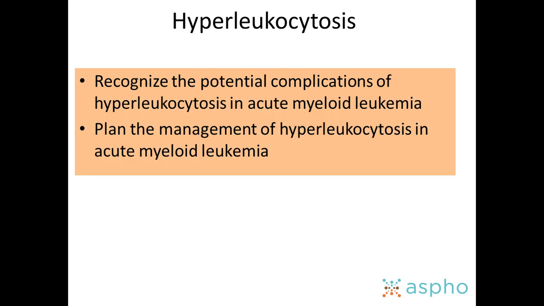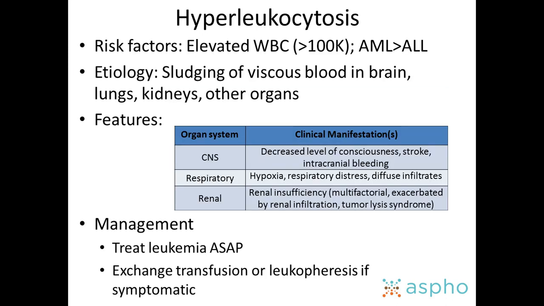Okay, hyperleukocytosis, too many white blood cells in the blood. The potential complications of this are significant, and they'd like you to know that, and they'd like you to know how to manage it. So what is hyperleukocytosis? It's a disorder caused by too many white blood cells in the blood, and the risk factor is having too many white blood cells in the blood.